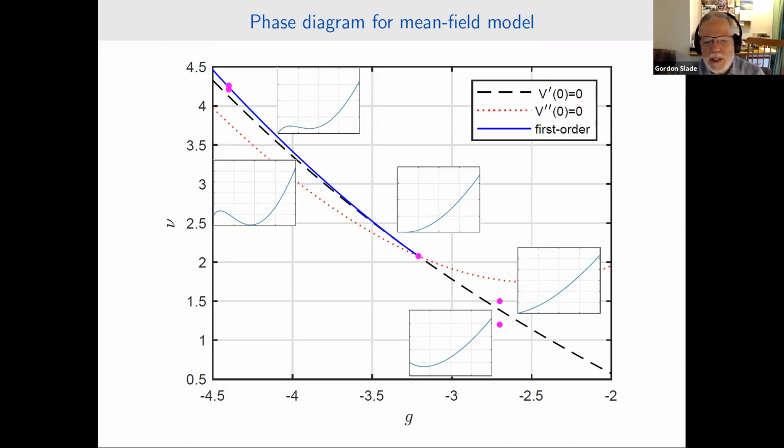So here's a picture of the phase diagram with those effective potentials plotted at the same values that I had just plotted before. So these magenta points here are the ones that we were looking at previously. And for reference, the black dashed line corresponds to where the effective potential has 0 first derivative at 0. And the red dotted line is where the second derivative of the effective potential is 0 at 0. And the tricritical point is the point where those two curves meet, where both derivatives are equal to 0. This is the second order line here. And the blue line is the first order line.